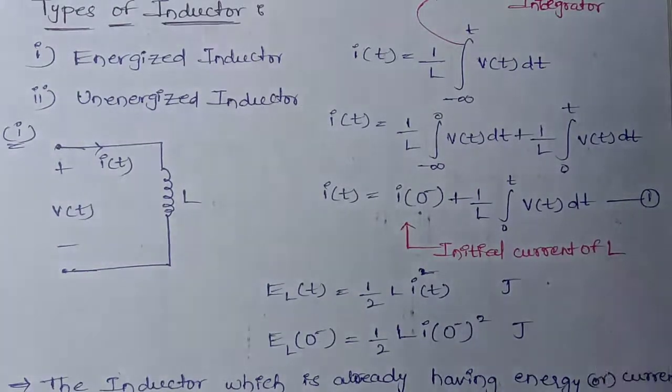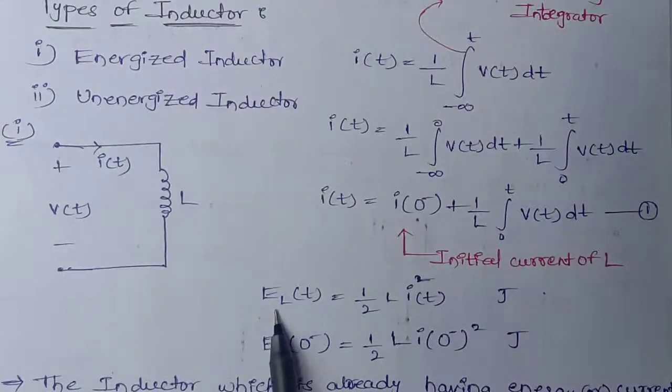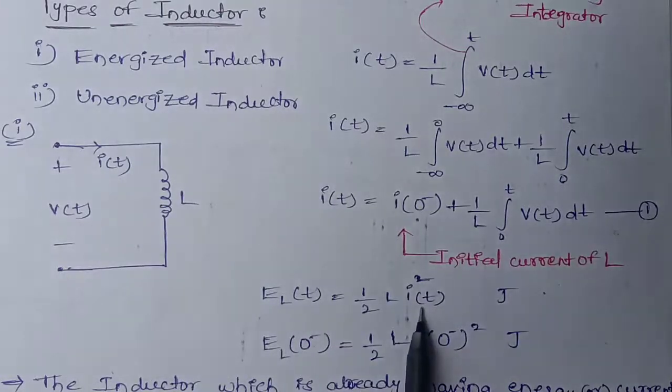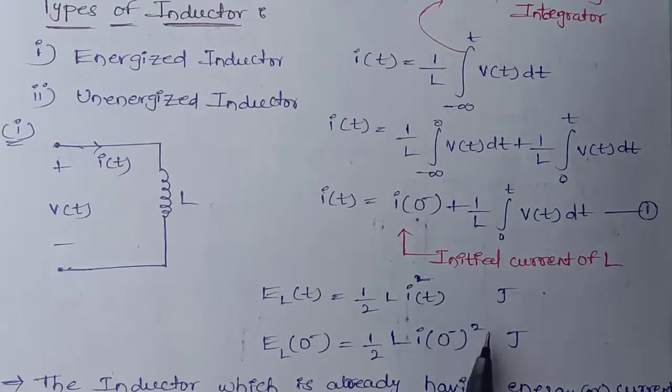If I want to find the energy of the inductor, how do we find it? The energy expression of an inductor is E_L(t) = 1/2 L i squared. We already know this expression from the previous lecture. Now, if I want to find the initial energy, we need to substitute the initial current. We get E_L(0-) = 1/2 L i(0-) squared. This is all about the energized inductor.